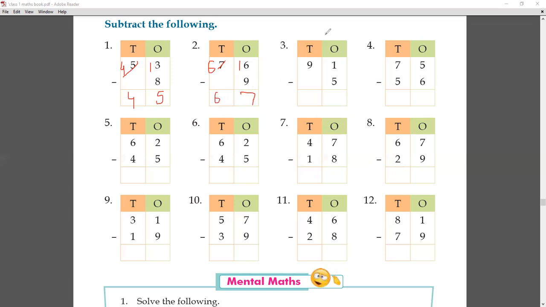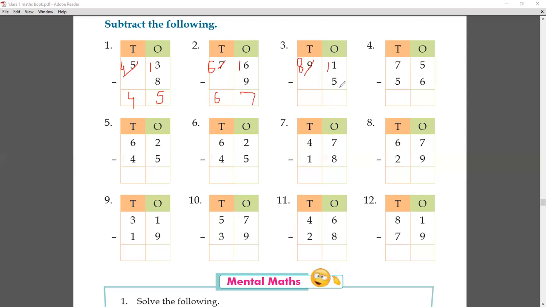Okay. Now next is 91 and 5. 91 and 5. Can we subtract 5 from 1? Can we subtract 5 from 1? No. That's why again we carry 1 digit from 9. Okay. And what comes before 9? 8. We write 8 here.